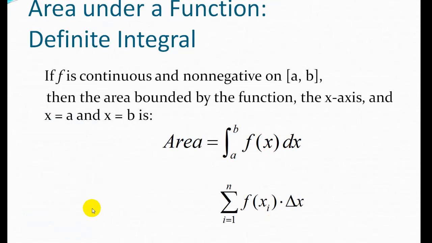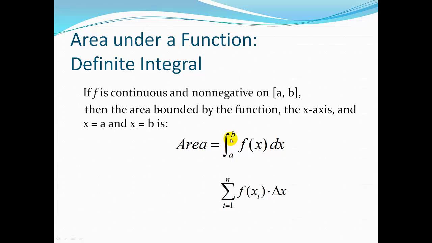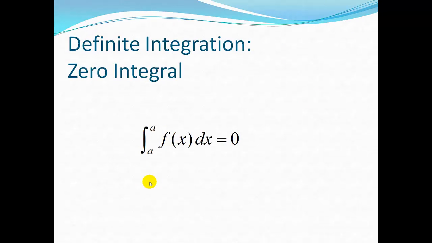So let's look at the area under a function and define it as the definite integral. As long as the function is continuous and non-negative on an interval a to b, then the area bounded by the function, the x-axis and the lines x equals a and x equals b, is defined as the definite integral, where a and b are the lower and upper limits of integration, and f of x dx is the Riemann sum of those rectangles. Now this definition says non-negative, but we are going to look at examples where f of x is negative, and we can deal with that as well. And it all depends on the application. We'll get to that. So let's look at some properties of definite integration.